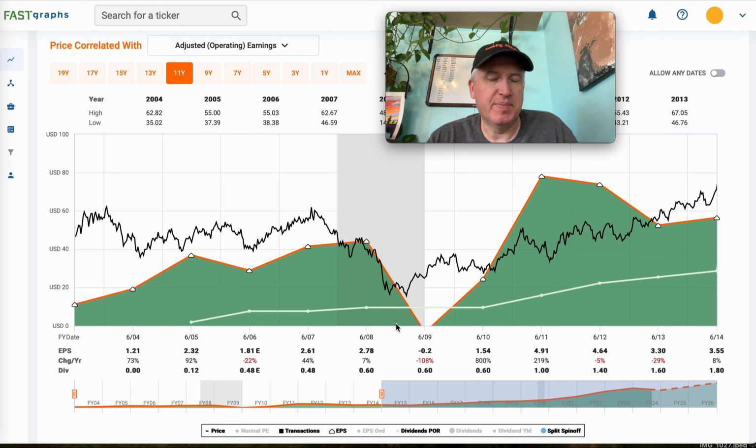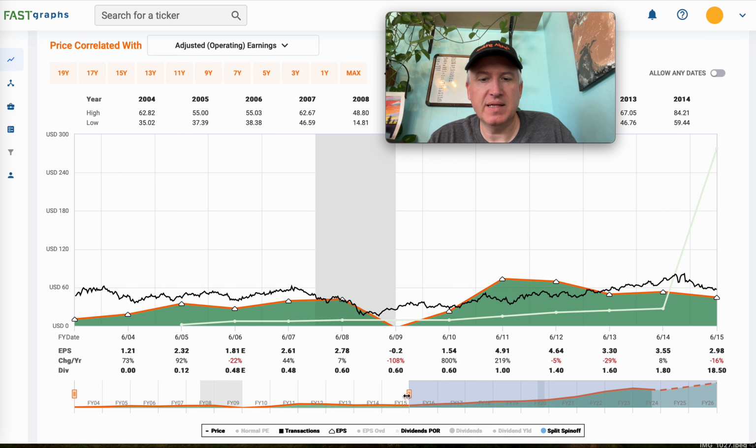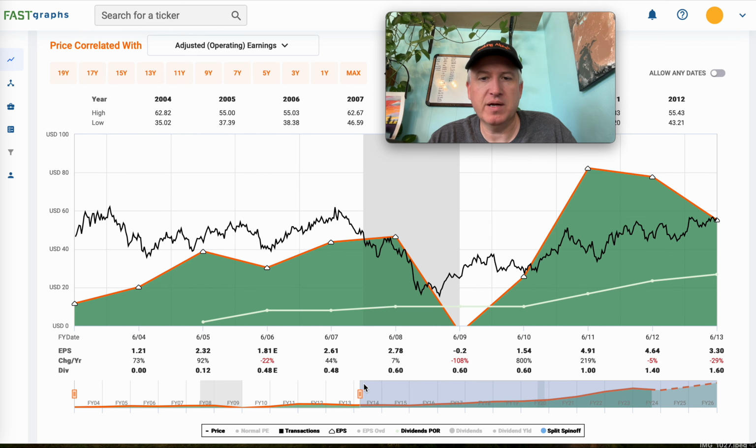This is pretty typical for a semiconductor equipment company. Usually they're not quite as cyclical as the semiconductor makers themselves, but they still are part of that same cycle. So this industry in general has been, well, before I go into that, let's zoom back in real quick here.